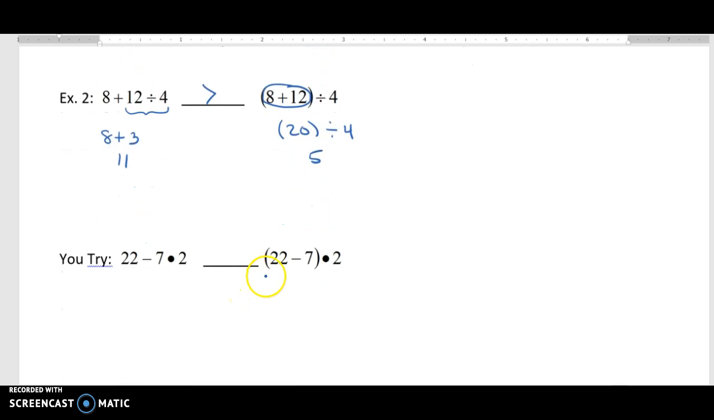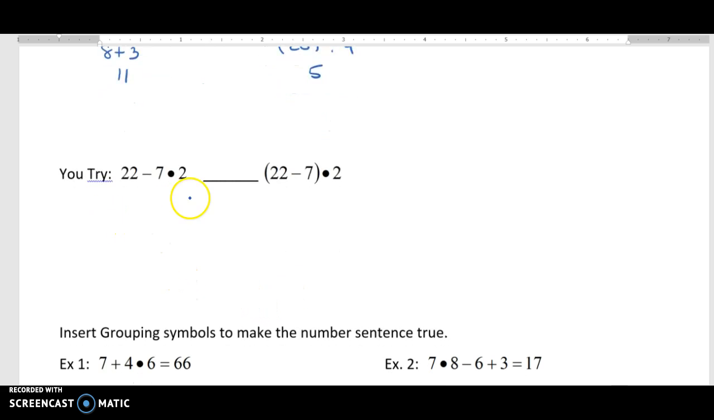Now what I want you to do is pause the video, and I want you to go and try the you try problem, and then come back and check it.